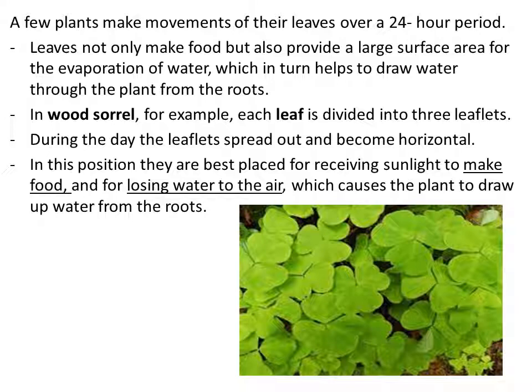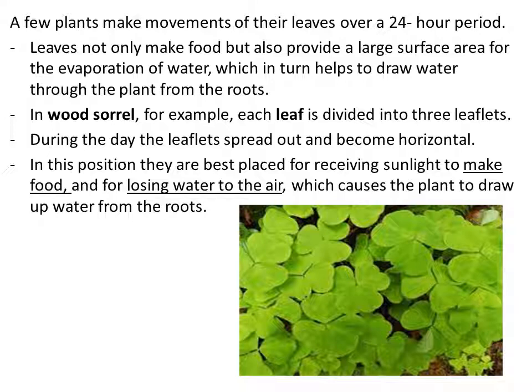Okay? In wood sorrel, for example, each leaf is divided into 3 leaflets. I want you to look down. This is one leaf. One leaf is divided into 3 leaflets. Do you see their shape? During the day, the leaflets spread out and become horizontal, like this picture down. In this position, they are best placed for receiving sunlight to make food.